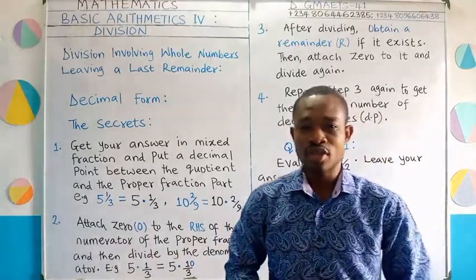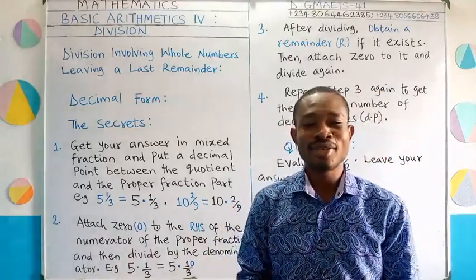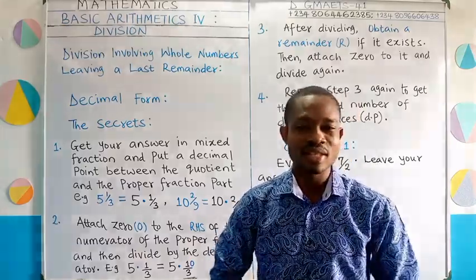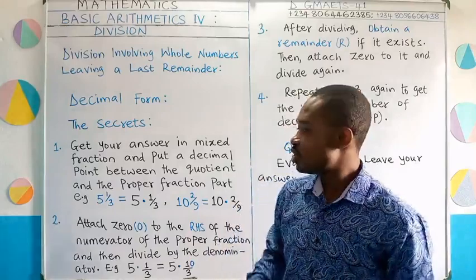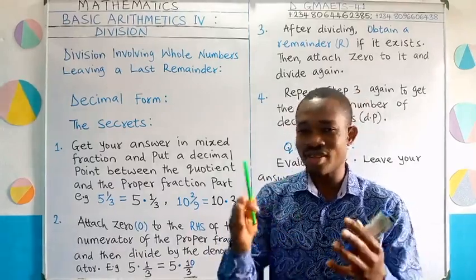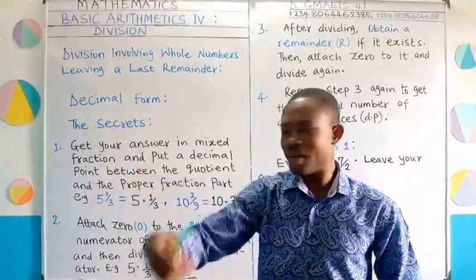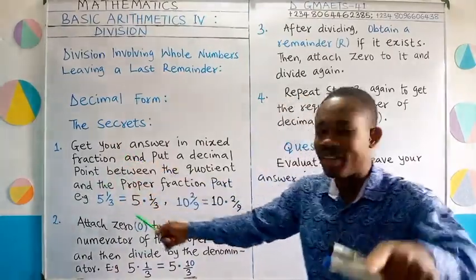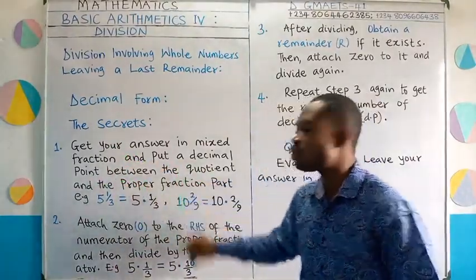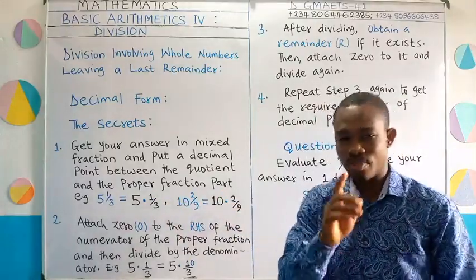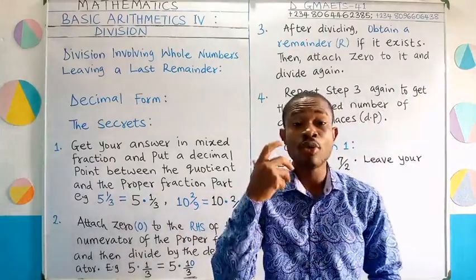If you're given a question to divide and you notice that this division will give you a last remainder, you're expected to write your answer in decimal. Now the first thing you need to do while solving is to get your answer in mixed fraction form. That's what point 1 is talking about. You should have gotten your answer in mixed fraction form and then put a decimal point between the quotient and the proper fraction part.